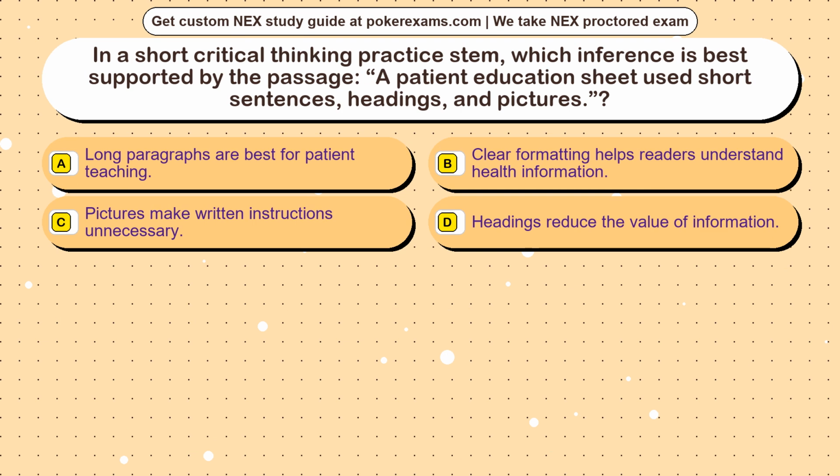Question 14. In a short critical thinking practice STEM, which inference is best supported by the passage? A patient education sheet used short sentences, headings, and pictures. Option A, long paragraphs are best for patient teaching. Option B, clear formatting helps readers understand health information. Option C, pictures make written instructions unnecessary. Option D, headings reduce the value of information.